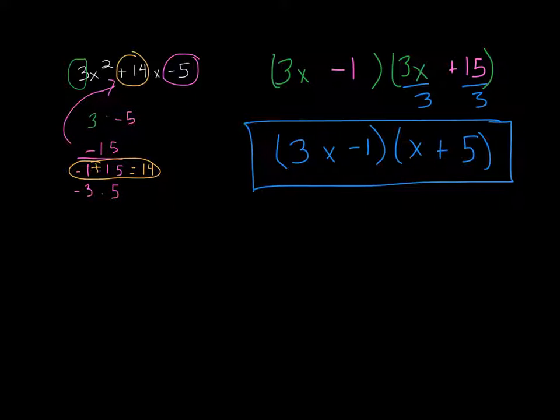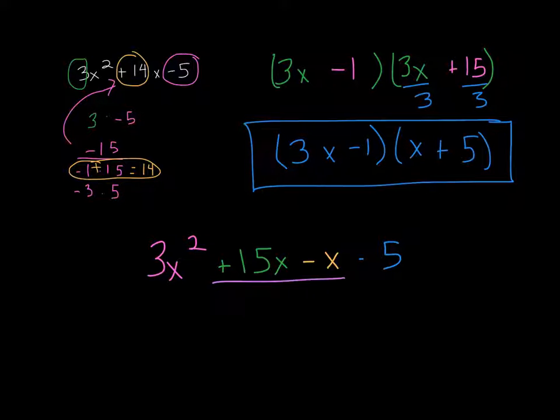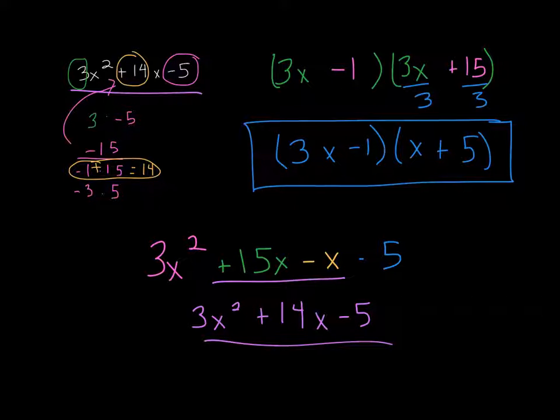Now, let's FOIL it to check our answer. Multiply the first, 3x times x is 3x squared. The outer, 3x times 5 is plus 15x. The inner is minus x. And the last is minus 5. So now let's combine our middle terms. So 3x squared plus 14x minus 5, which is what we were looking for. So our answer is correct.